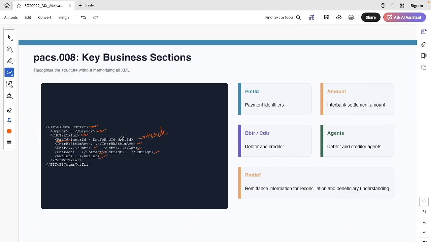So for a simple reading technique, ask 5 questions. What message is this? What references identify it? What amount is being settled? Who are the parties and banks? What remittance explains the payment? If you can answer this, you have understood the business meaning of the message.